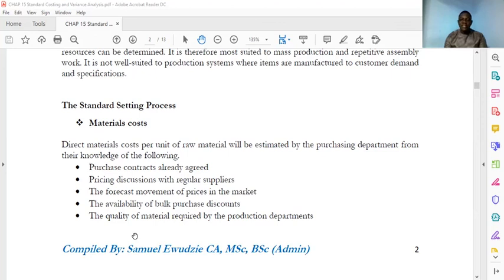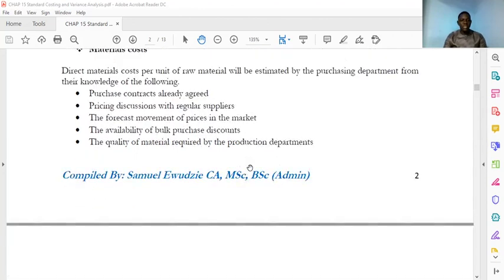They will look at purchase contracts they have already agreed, pricing discussions with regular suppliers, then forecast movement of prices, that is, inflation in prices. We will look at the availability of bulk purchase discounts. Should they buy in bulk? Will they get some discount? Then the quality of materials required by the production department. These are some of the factors an organization will consider in setting or fixing material costs.